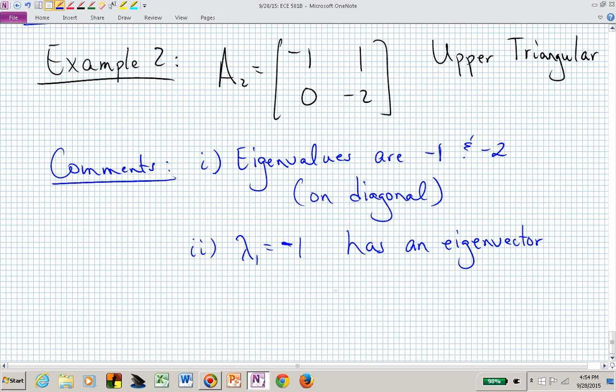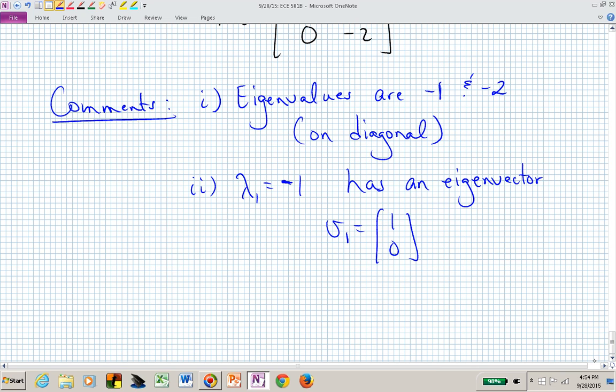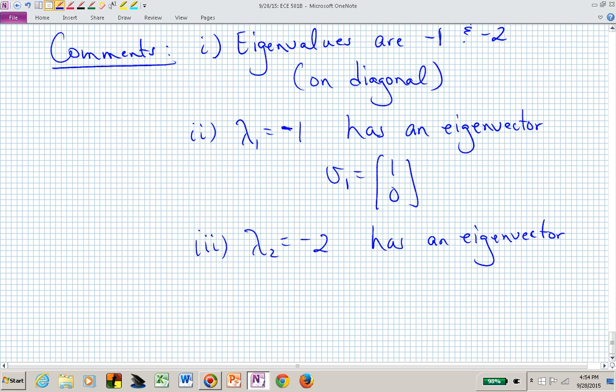And it has an eigenvector v1 of 1, 0, just like before. A third comment is lambda sub 2 is minus 2. Here's where this matrix gives rise to a slightly different eigenvector from before. Now v sub 2, the eigenvector associated with the eigenvalue minus 2, is minus 1, 1. That's not the y-axis anymore.